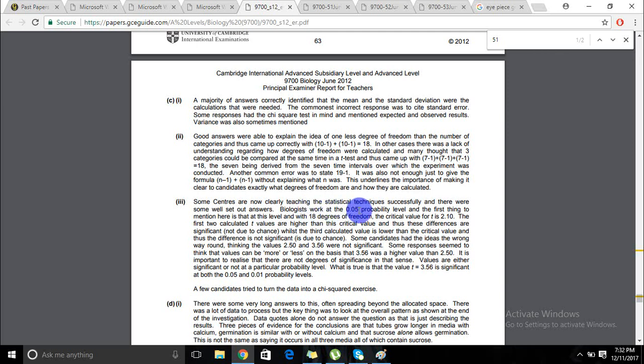Work at the 0.05 level, and the first thing to mention here is that at this level and with 18 degrees of freedom, the critical value is 2.1, and the first 2 values of t are higher than this, and thus these differences are significant. The third is lower than this and therefore not significant. And some had the idea the wrong way around, thinking that 2.5 and 3.56 were not significant. So values are either significant or not significant, and there isn't any degree of significance or insignificance.